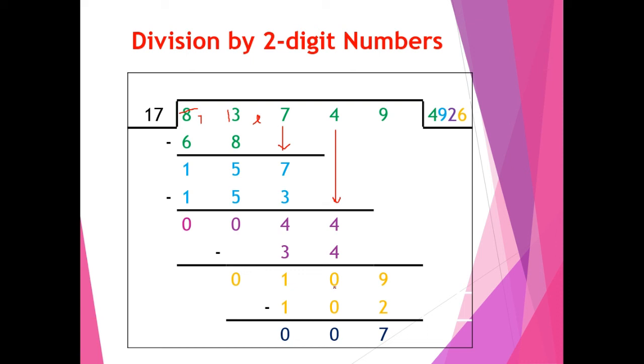Again 10 is smaller than 17, so we'll copy down our last digit from the question, which is 9. So we'll read the table of 17 till 6, which is 102, again less than 109, so we'll subtract them. 9 minus 2 is 7, 0 minus 0 is 0, 1 minus 1 is 0. So here the remainder is 7 and the quotient is 4926. Means if we divide 83,749 by 17, the quotient is 4926 and the remainder is 7. Means this number is not completely divisible by 17 because of the remainder.